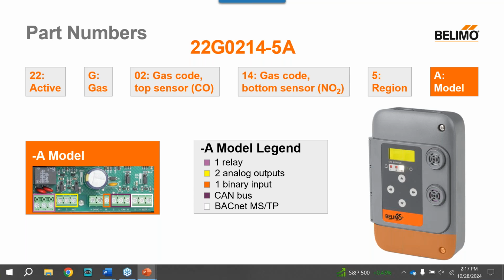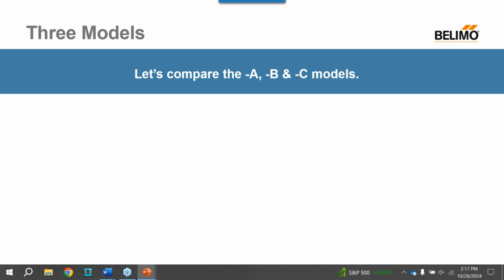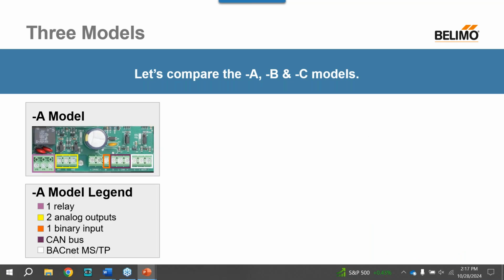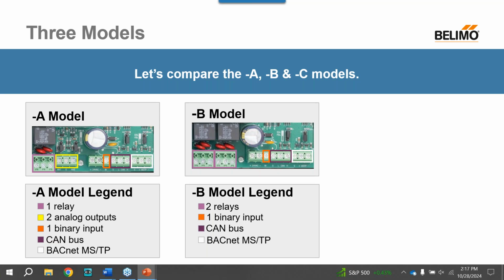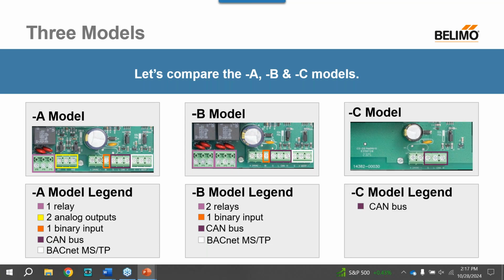And then the A denotes that it has 1 relay, 2 analog outputs, 1 binary input, CAN bus, and BACnet MSTP for communication. All right, so one more time, we'll go over the 3 different models. We have an A model that we just mentioned. We have a B model that has 2 relays, 1 binary input, CAN bus, and BACnet MSTP. And then we have a C model that has just CAN bus.